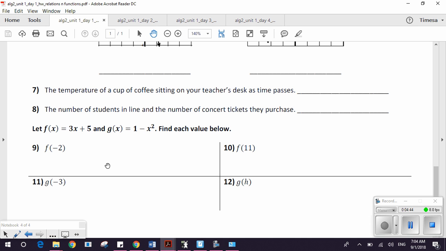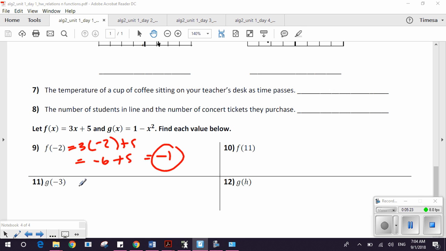For 9 through 12, they're asking us to use f of x equals 3x plus 5 and g of x equals 1 minus x squared to find each value. So we're going to have to substitute x into each function with the indicated value inside the parentheses. So that would be 3 times -2 plus 5 for number 9. Now follow your order of operations. That gives you a -6 plus 5, which is equal to a -1.